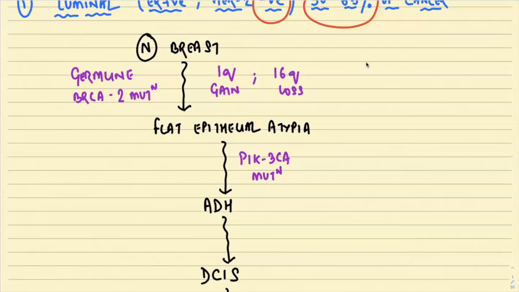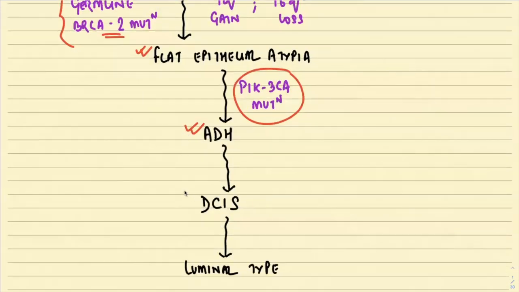Let us see the molecular part of this. Normal breast, when undergoing 1q gain or 16q loss, or a germline mutation in the BRCA2 gene that we read about in the previous lecture, leads to a precursor lesion, flat epithelial atypia. This further undergoes a PIK3CA mutation, leading to atypical ductal hyperplasia. Atypical ductal hyperplasia gives rise to DCIS, ductal carcinoma in situ, and this is how they give rise to invasive breast carcinoma of the luminal type. This is the molecular pathway for the luminal type.